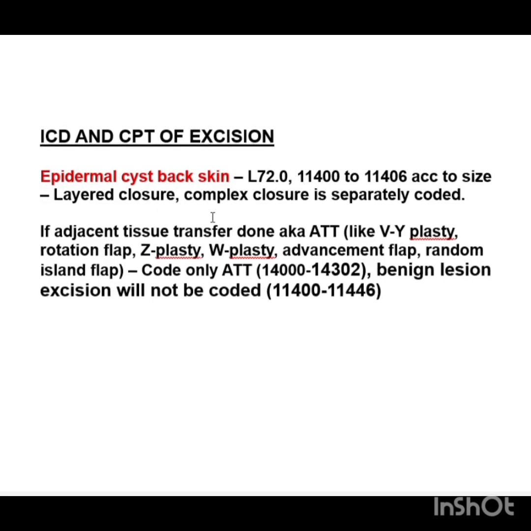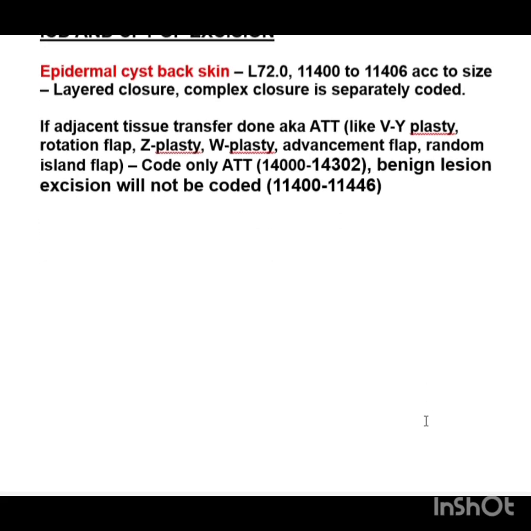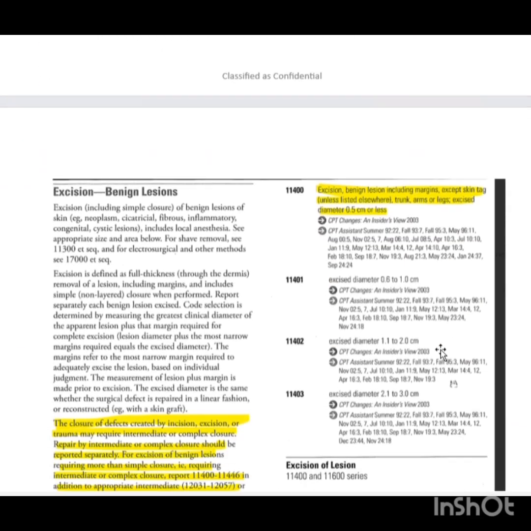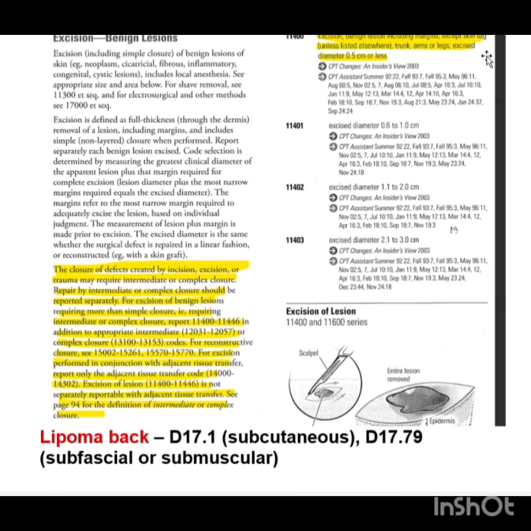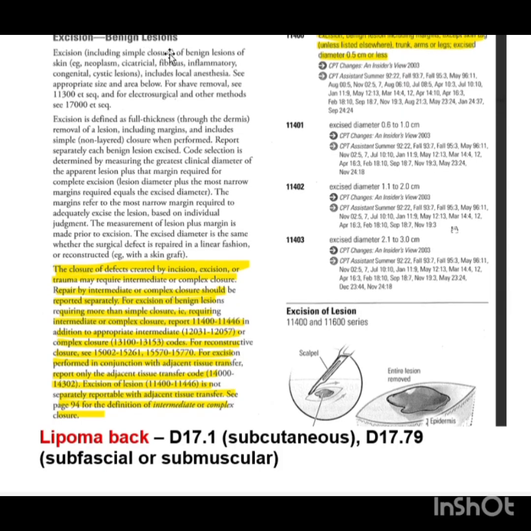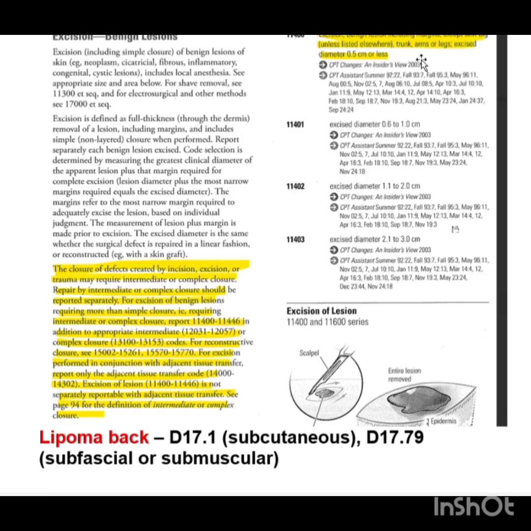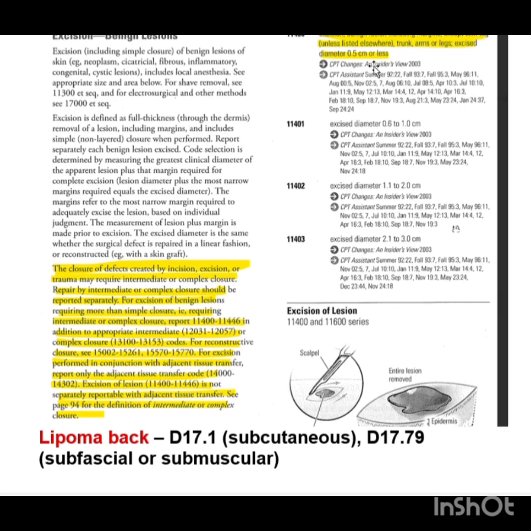Next, this is our range. This is benign. I told you an epidermal cyst or a sebaceous cyst are benign lesions. That is why we will code from the benign section. This is the trunk area. Even for arms or legs, we code from this particular range only. These are the sizes. So according to the size, like we had 2 centimeters, we will be coding 11402.